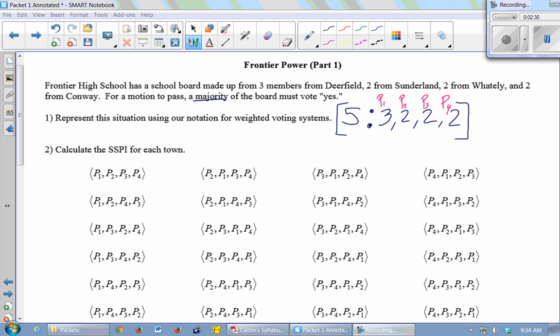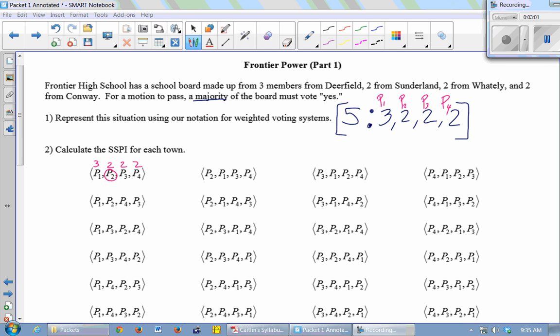So this is Deerfield, Sunderland, Whately, Conway. I just read from left to right, and whichever player gets you to or past the quota is the pivotal player. So we've got 3, 2, 2, and 2. I put the numbers of votes just above to help me when I'm figuring out pivotal players. So who's pivotal in this case? Player 2.